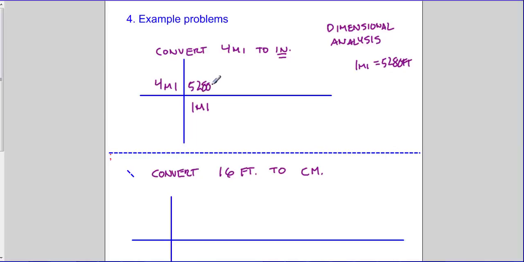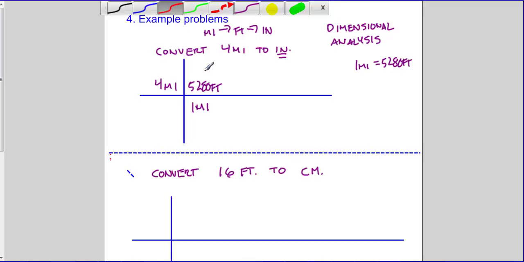I need to get to inches, but to get to inches I need to go to feet first. So I'm going to go miles to feet to inches. That's my planned strategy here. So now these are equivalent, so this is equal to 1. I'm not actually changing the value here, but I'm changing the unit size. So miles divided by miles is just 1. Miles cancel out miles. I'm left with feet, but I want inches.